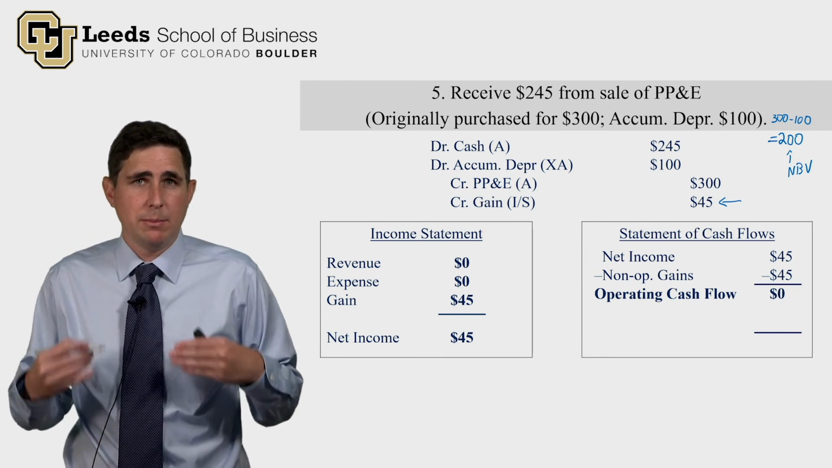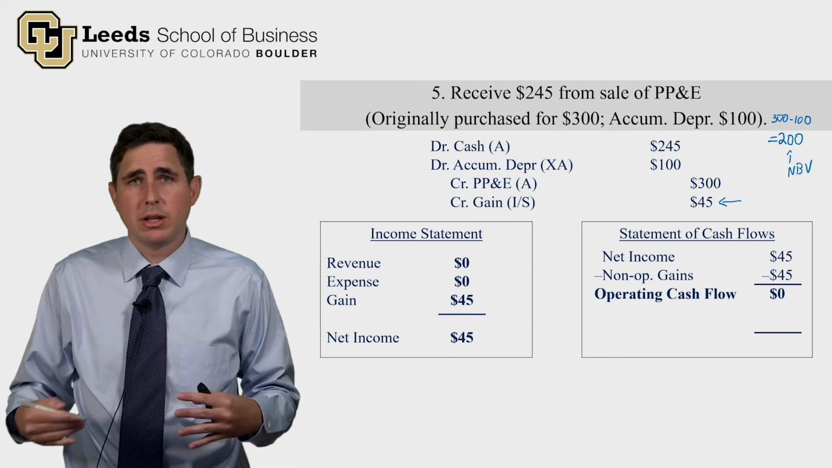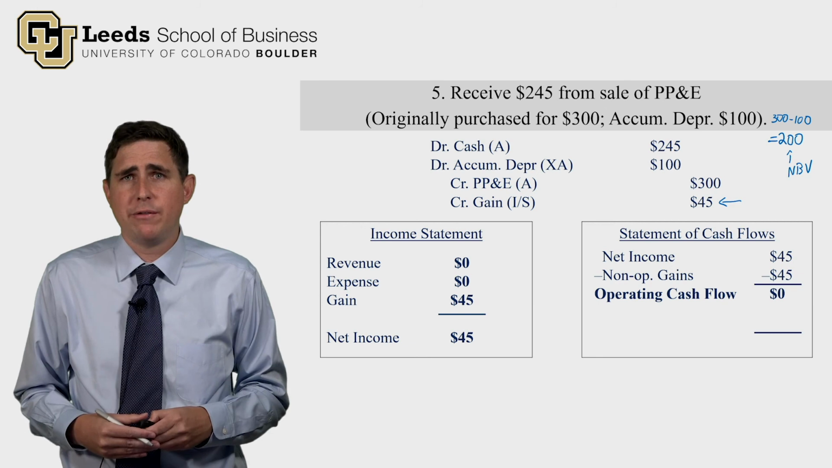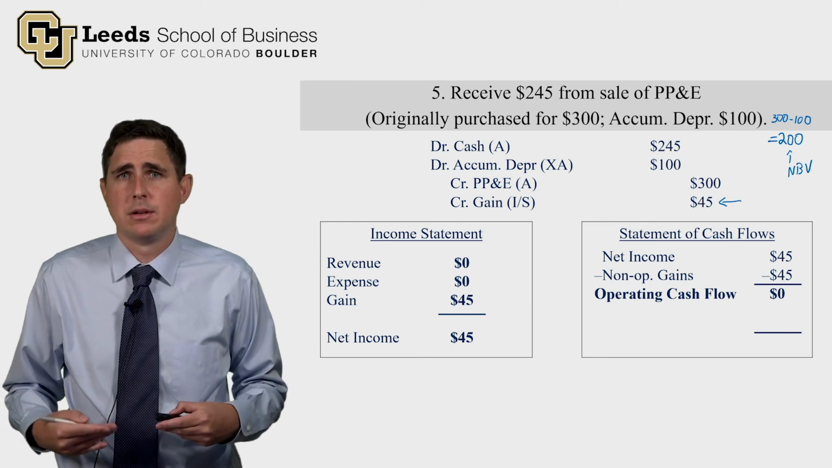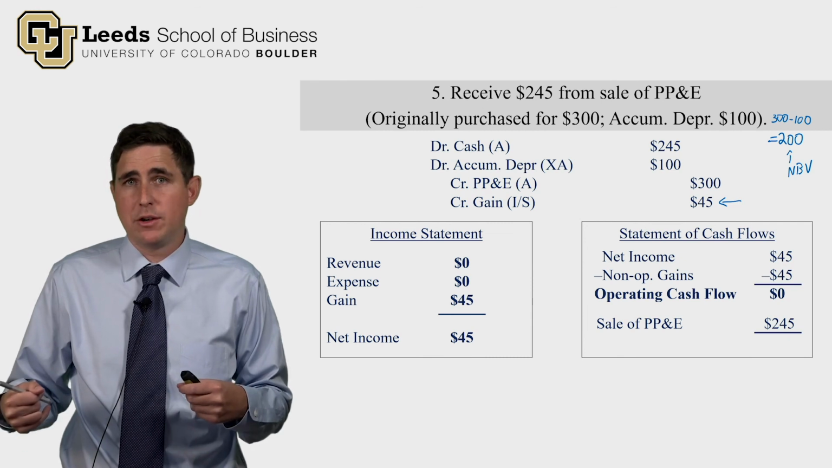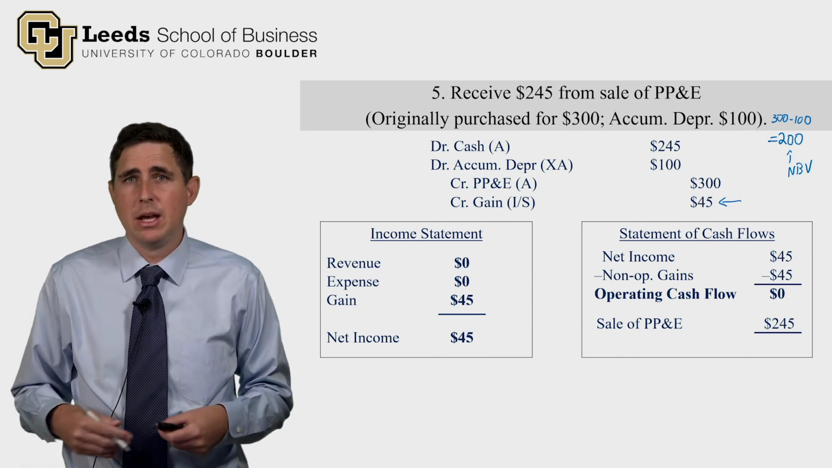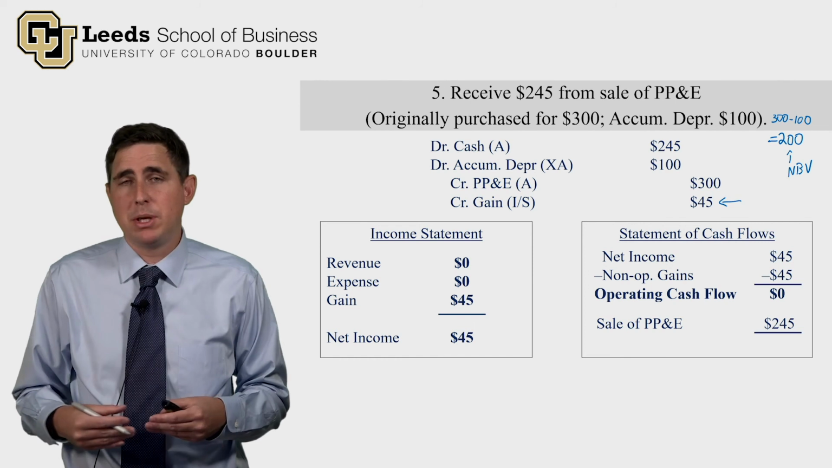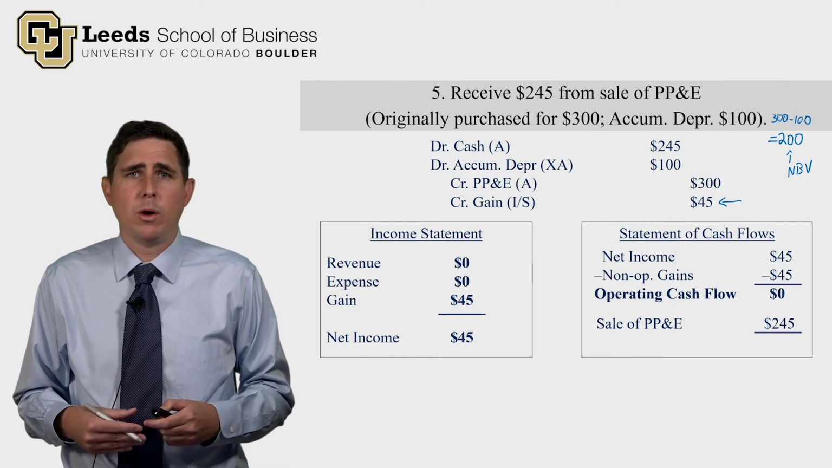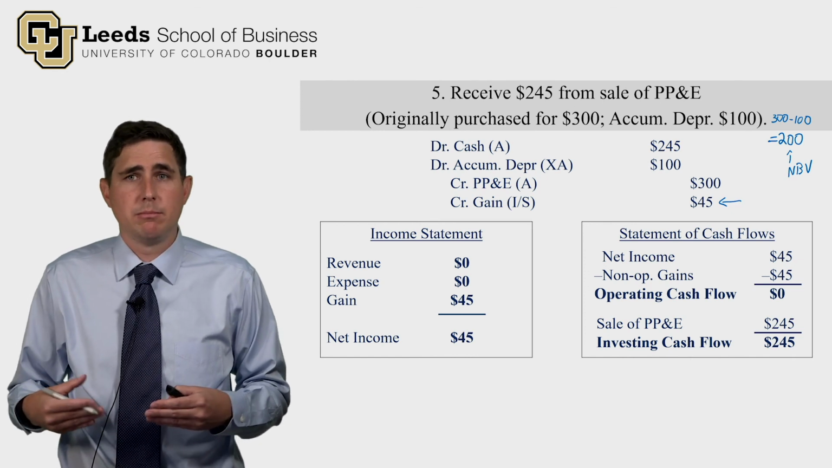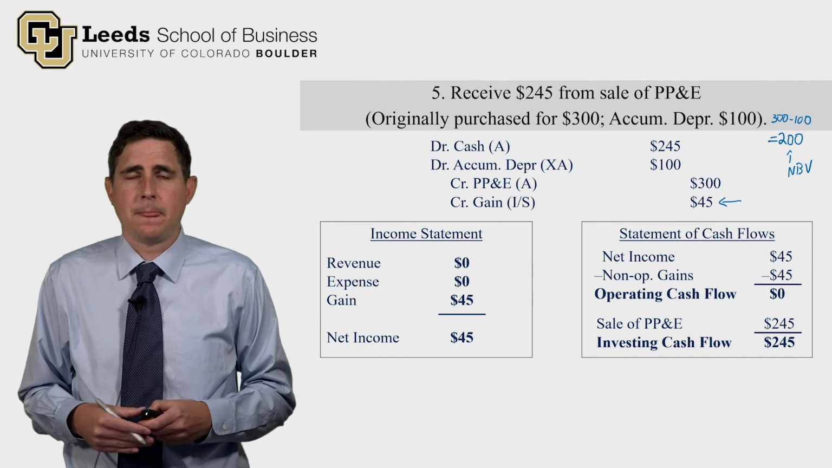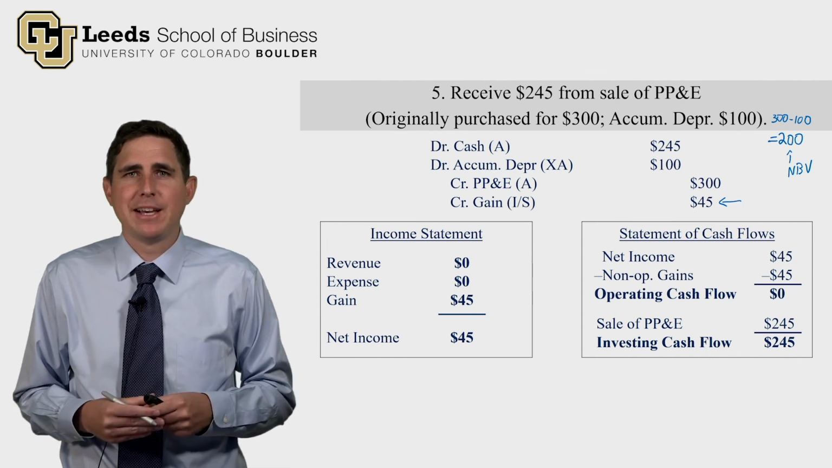Now let's talk about investing cash flows. This is simply the proceeds from the sale of a long-lived asset. So the debit to cash of $245, those are the proceeds. That debit to cash will show up exactly, because we're using the direct method, as a caption on the cash flow statement. It's called sale of PP&E, and it's positive $245. So when we compute investing cash flow, it's a $245 cash inflow. Okay, that was the final example number 5.